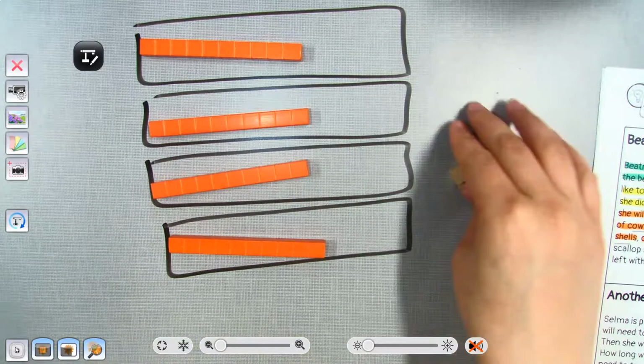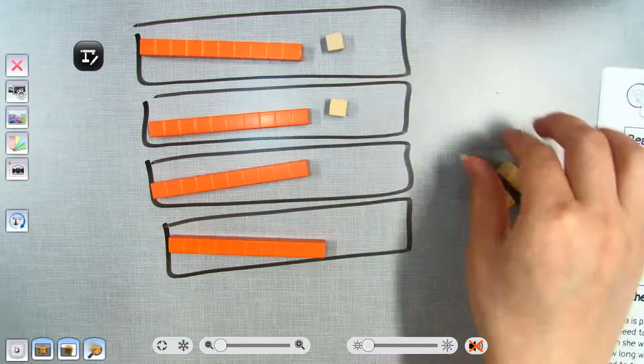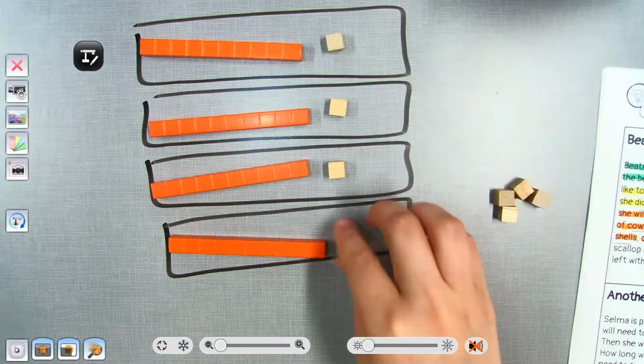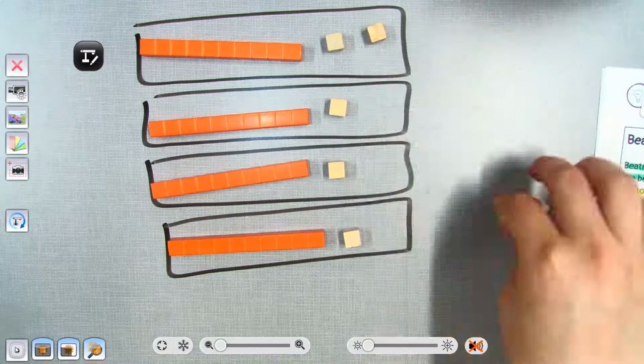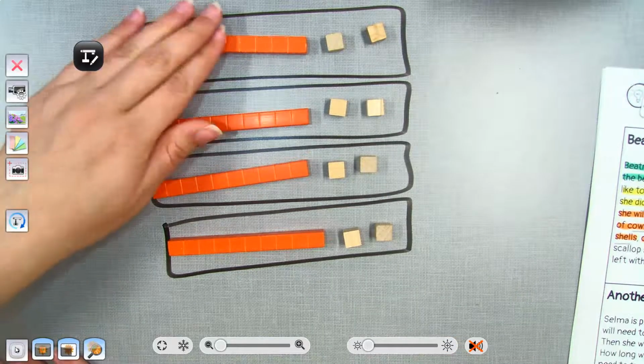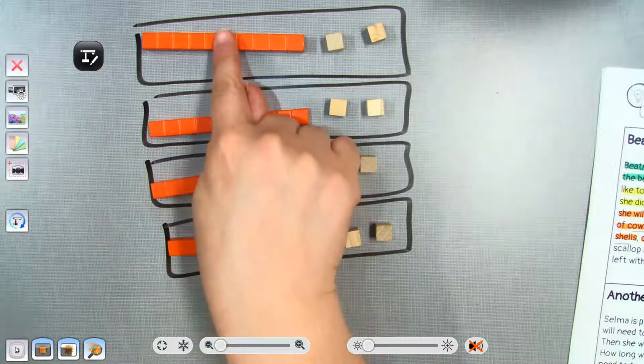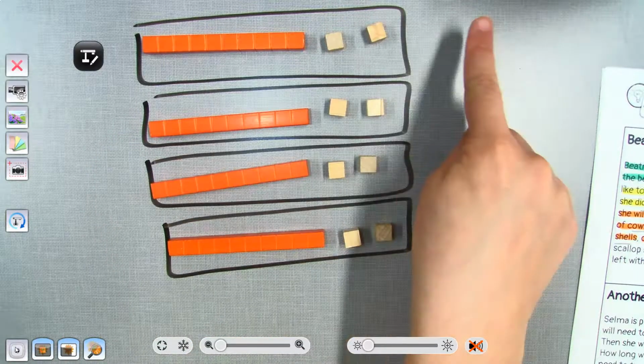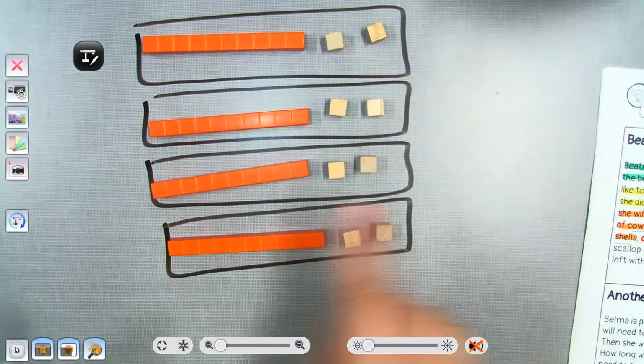Okay, now I'm going to do the same thing with the 1s. Give each group a 1 until I have no more. So that means that she's going to get 10, 11, 12. Each group is going to have 12 shells.